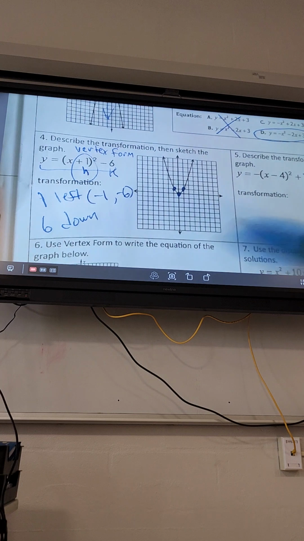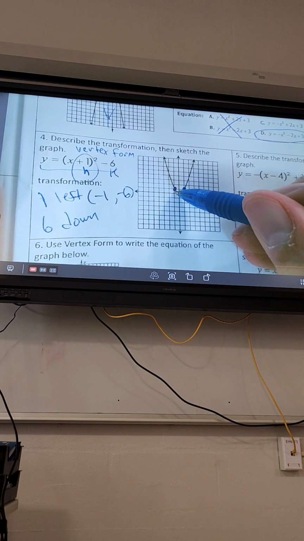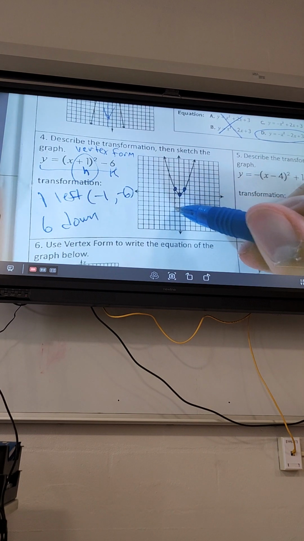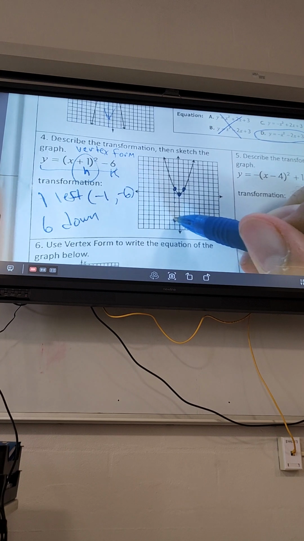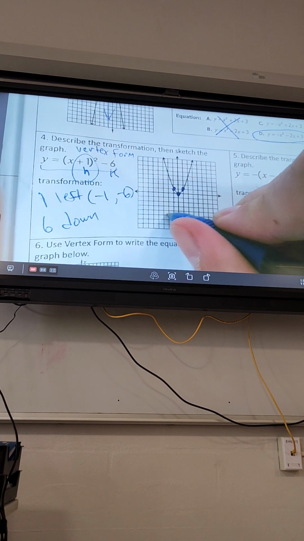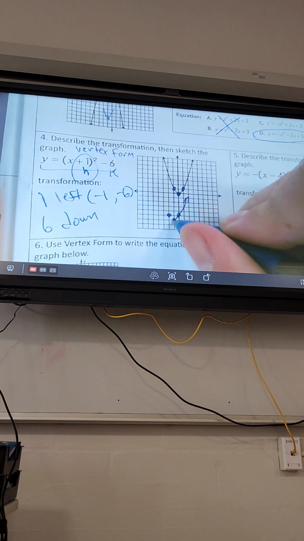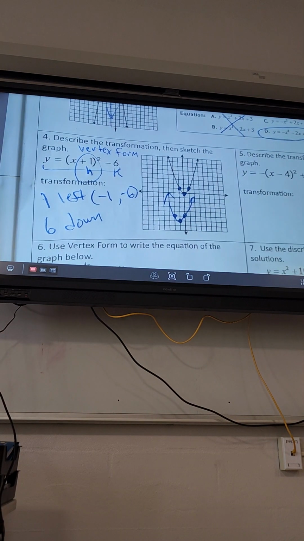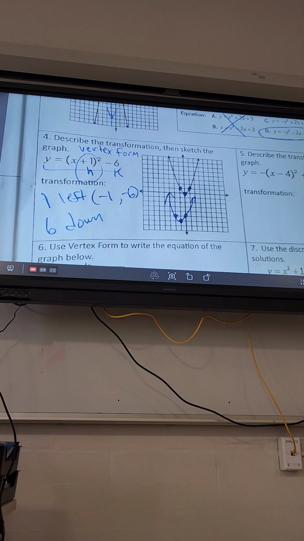So let's take every point, 1 to the left and 6 down. 1, 2, 3, 4, 5, 6, right here. And then of course you can just kind of mimic it. It's always 1 up and 1 right. We're not going to go into too much detail about that, but that is your transformation. The basic of the transformation.